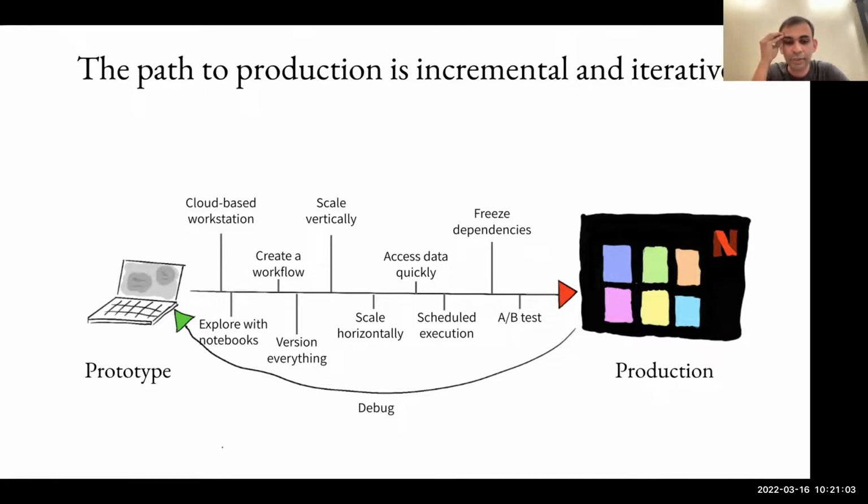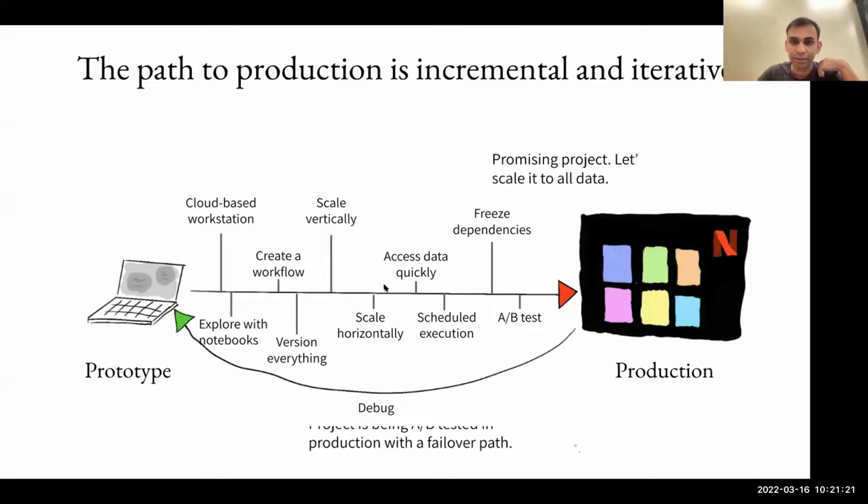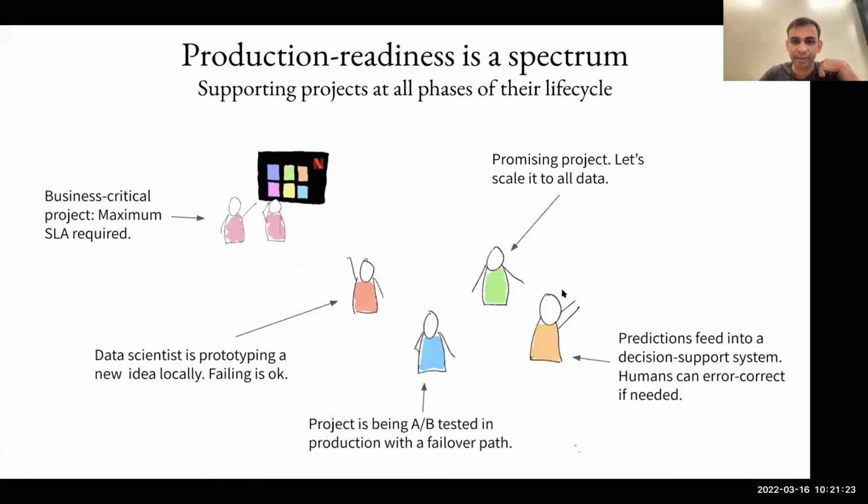And what that meant was there was usually a huge gap between prototyping something on their laptop, which was usually quick and easy on a limited set of data with limited compute resources available, to scaling it out to the cloud and then eventually deploying that model into production. And production also varied from project to project.